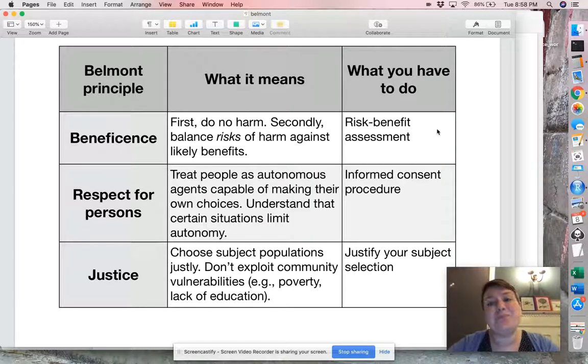In any case, what I'd like you to know is just what's up on the screen right now. So I want you to know the 3 Belmont principles that should guide research with human subjects. And I want you to know what each of them means and what each of them requires you to do.